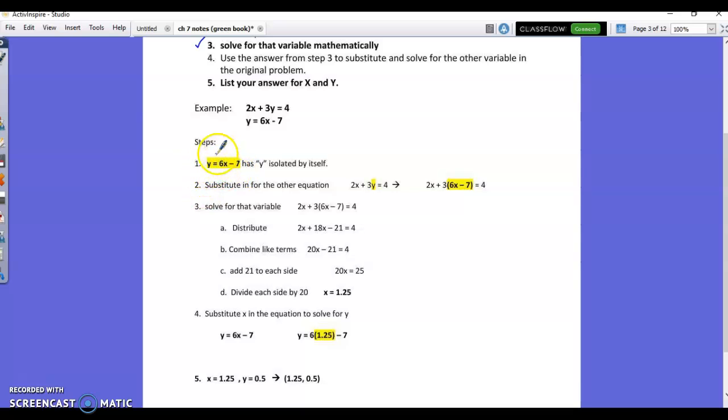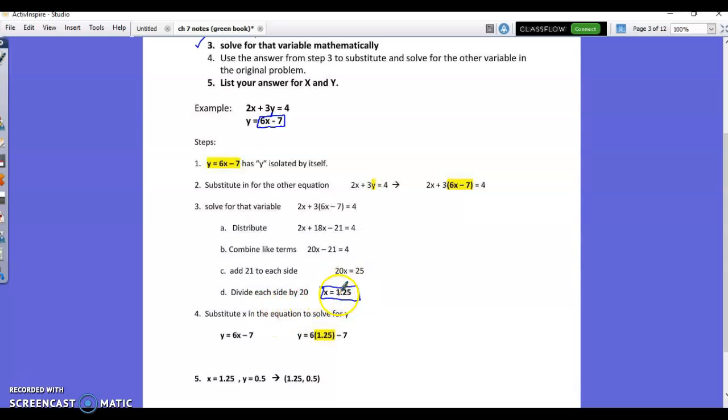So step 1, we have this one that's solved by itself. Since y equals this, we replace the y with that whole thing. And remember, when we substitute, we put it in parentheses. Now we are solving this equation for our variable x. Distribute 3 times 6, 3 times negative 7, we get that. Combine our like terms, that gives us 20x minus 21 equals 4, then we add 21 to both sides, get 25, divide by 20, and we get x equals 1.25.